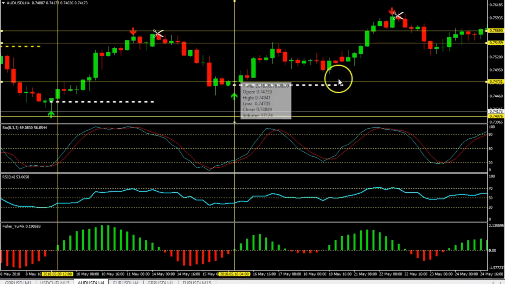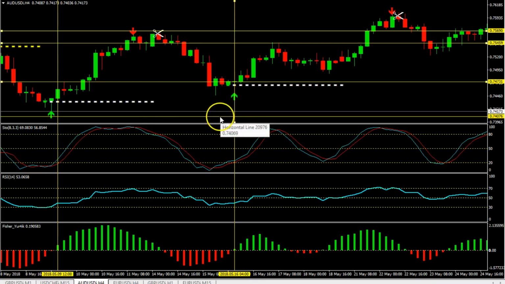Open on this candle. 7473. And the last low was here. This one is 74478. Say 7448. Take away 5, 7443. So your stop loss is going to be here.